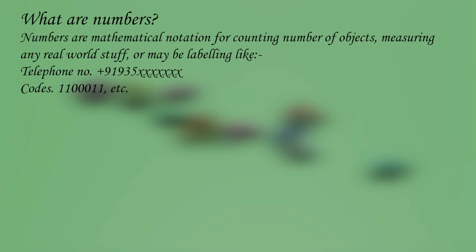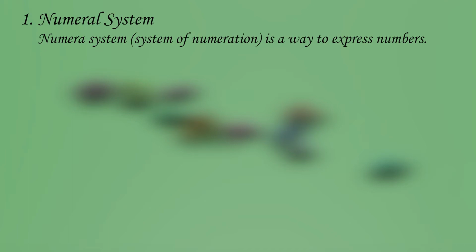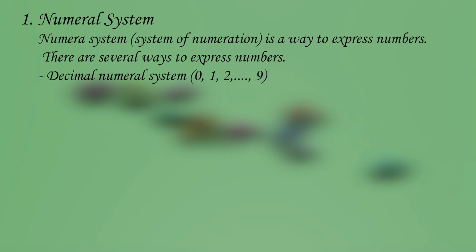Before we talk in detail, we should be familiar with two different terms. First, a numeral system, and second, number system. Numeral system, or the system of numeration, is a way to express numbers. There are several ways to express numbers. The most familiar is the decimal numeral system that uses the 10 digits from 0 to 9, or a binary numeral system in which only two digits, 0 or 1, are used.